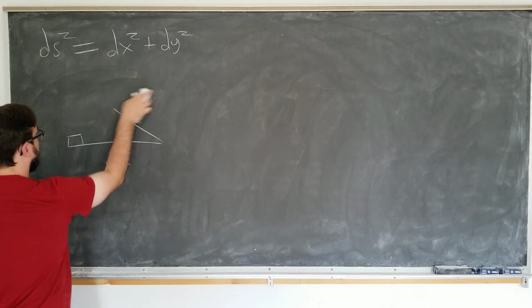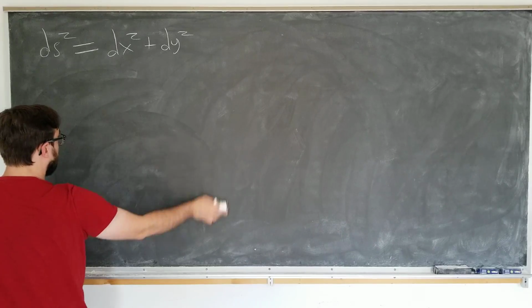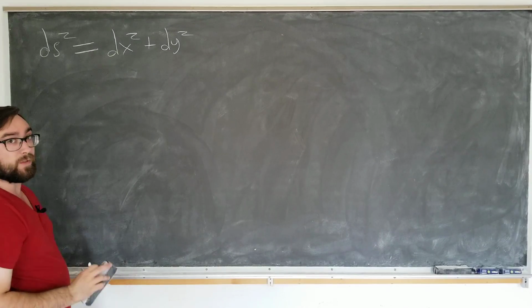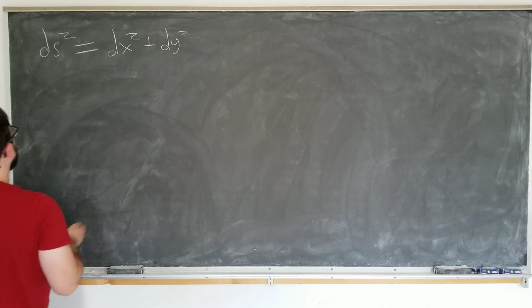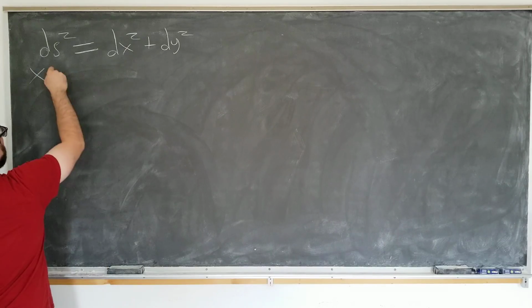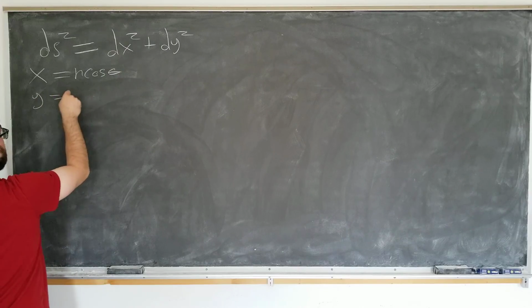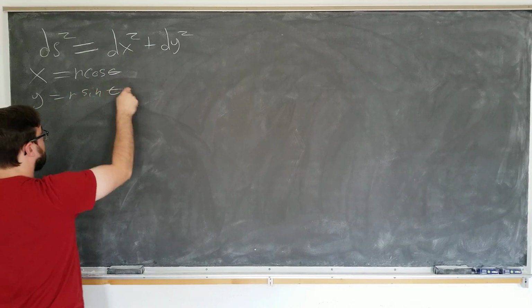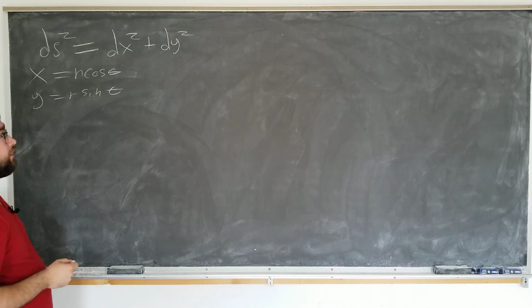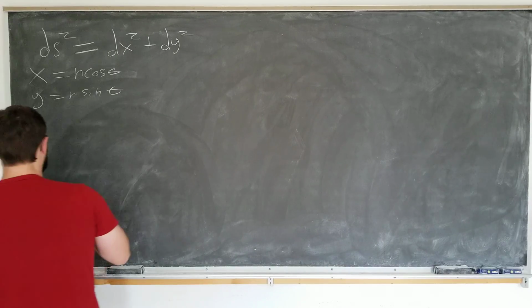But let's go ahead and talk about an equivalent description. Polar coordinates, you may have heard of them. Let's consider the transformation x equals r cos theta, y equals r sine theta. In this case, if we take differentials of both sides, we'll obtain the following.